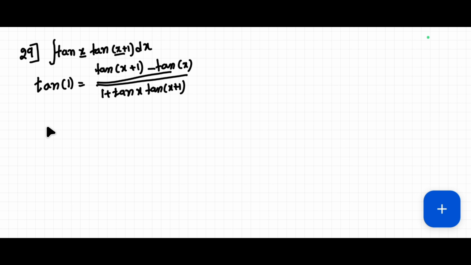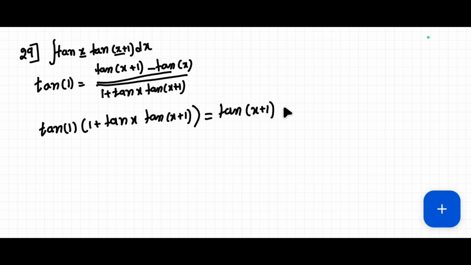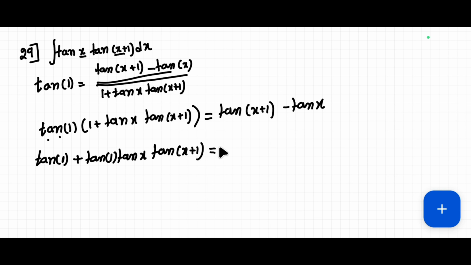Cross multiplication: tan 1 into 1 plus tan x tan of x plus 1 is equal to tan of x plus 1 minus tan x. That is, tan 1 into 1 plus tan 1 tan x tan of x plus 1 is equal to tan of x plus 1 minus tan x. Tan 1 to the other side.